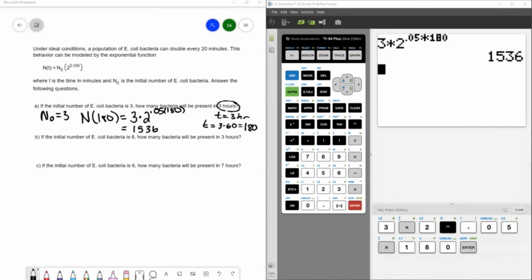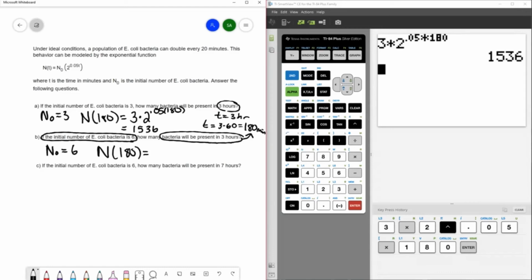So let's continue with the next part. In the next part, we now have an initial number of E. coli being 6. So we're going to use N naught to be 6. We're still looking at how many bacteria will be present after 3 hours, so I can use that same information. That 3 hours is 180 minutes. And so we're finding N of 180. We're going to have initial amount of bacteria being 6 this time: 6 times 2 to the 0.05 times 180.